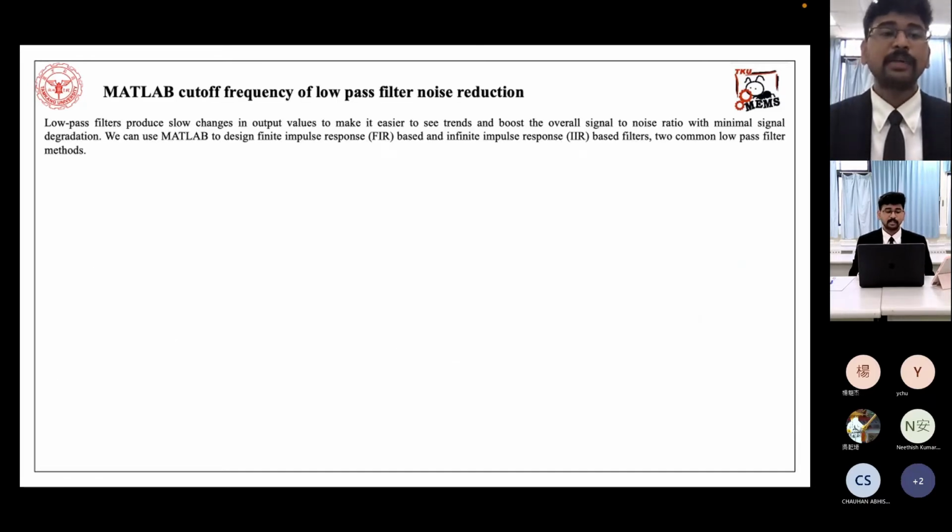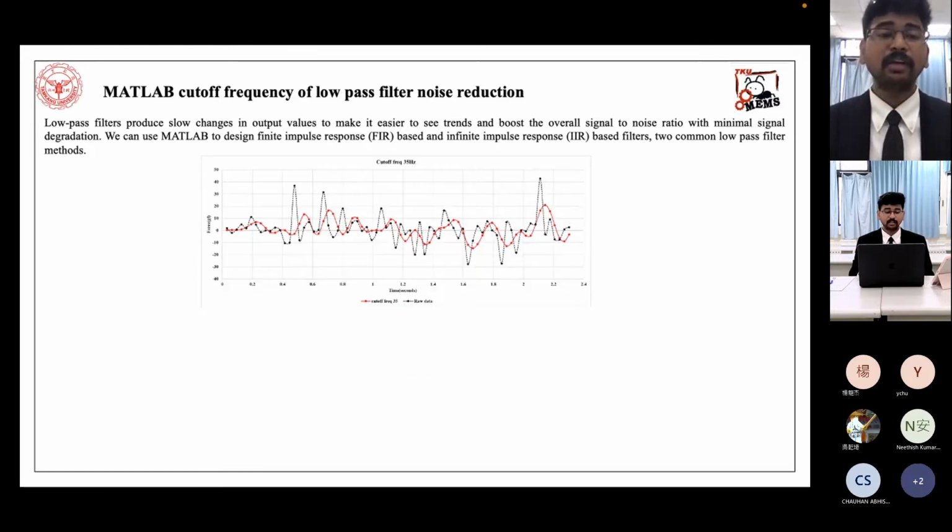So, starting with the Matlab cutoff frequency, low pass filter and noise reduction. What is a low pass filter? The low pass filter produces slow changes in the output values to make it easier to see the trend and boost the overall signal to noise ratio with minimum signal degradation. We can also use Matlab to design finite impulse response, known as FIR, and infinite impulse response, IIR, based filters. We have taken one of the two common low pass filters.